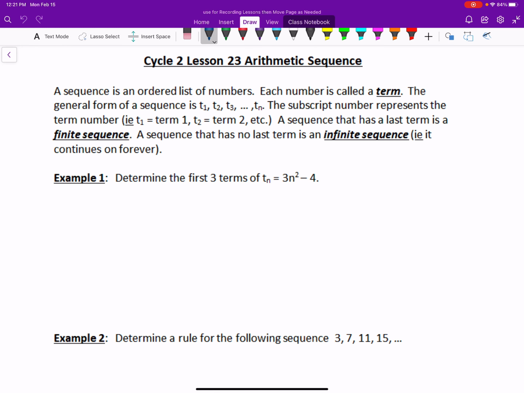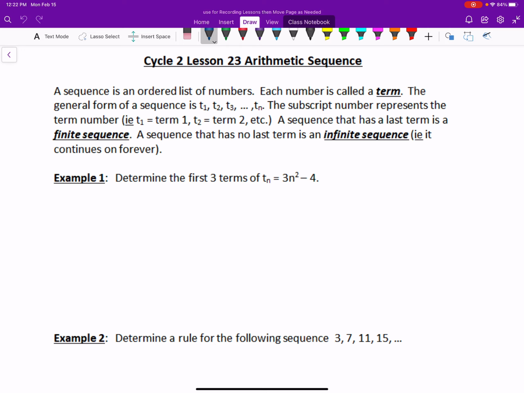In other words, it's going to follow, well, I'm getting ahead of myself. It doesn't have to follow a pattern, but it usually does. So it's an ordered list of numbers. Each number in the list is called a term.